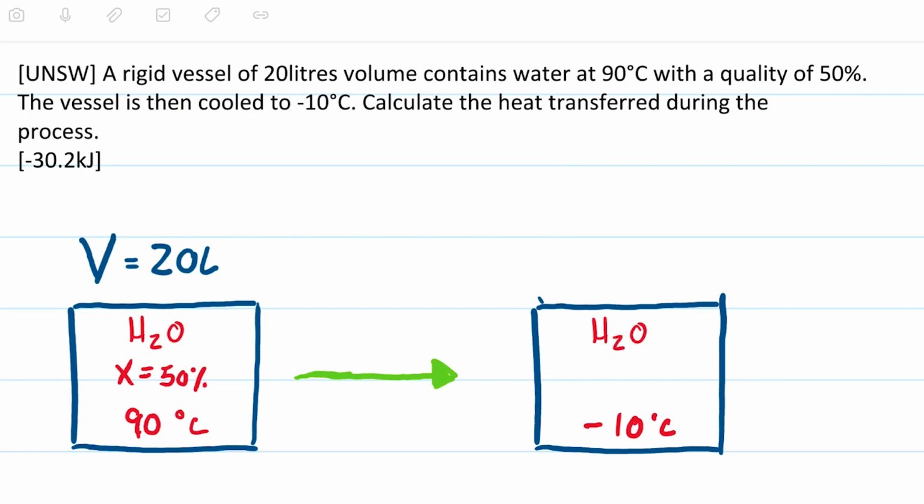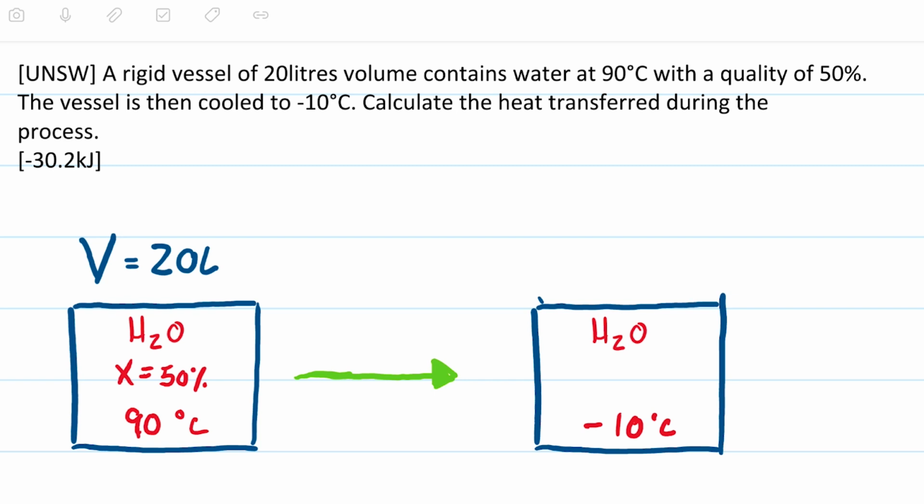Today we're tackling a problem in the realm of thermodynamics. This is around the first law of thermodynamics, closed systems, and this is a somewhat unusual problem because we go down to minus degrees Celsius, and as we know very well, water is not liquid at that point. So the problem statement reads: a rigid vessel of 20 liters volume contains water at 90 degrees Celsius with a quality of 50%. The vessel is then cooled to minus 10 degrees Celsius. Calculate the heat transferred during the process.